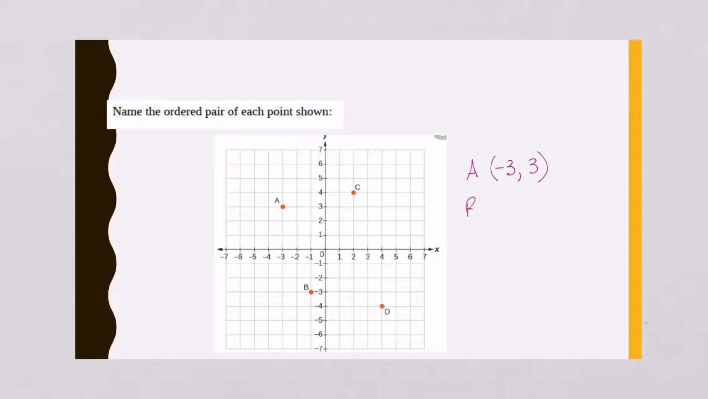So on part B, I have to go left 1. And I have to go down 3. On part C, I go right 2 and up 4. And on part D, I go right 4 and down to negative 4.